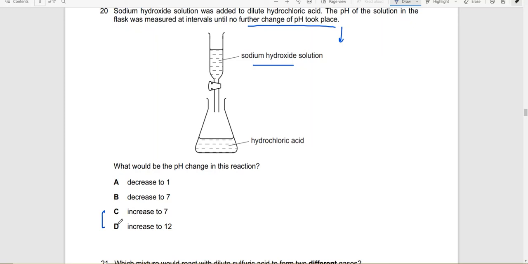Okay, so that's all from this chapter. I hope you grasp the basic concepts associated with it.